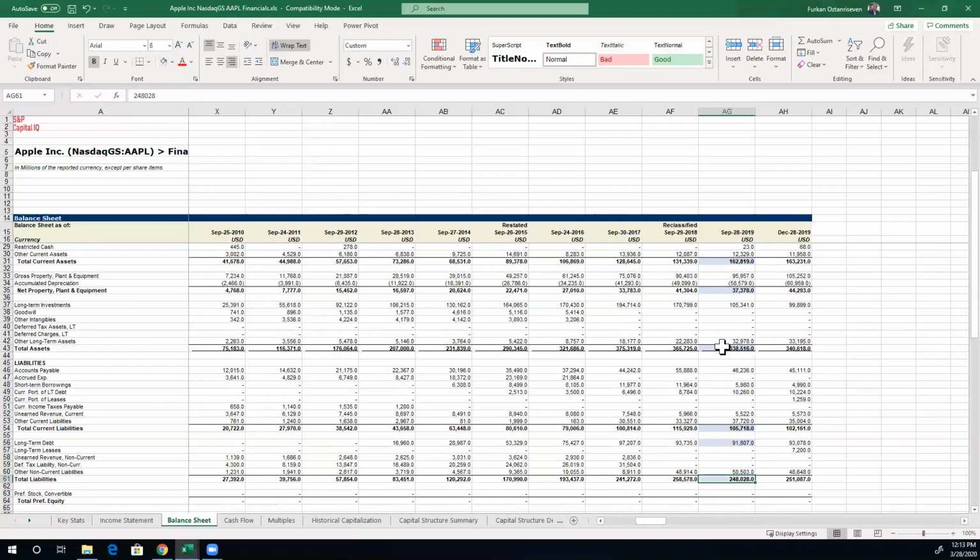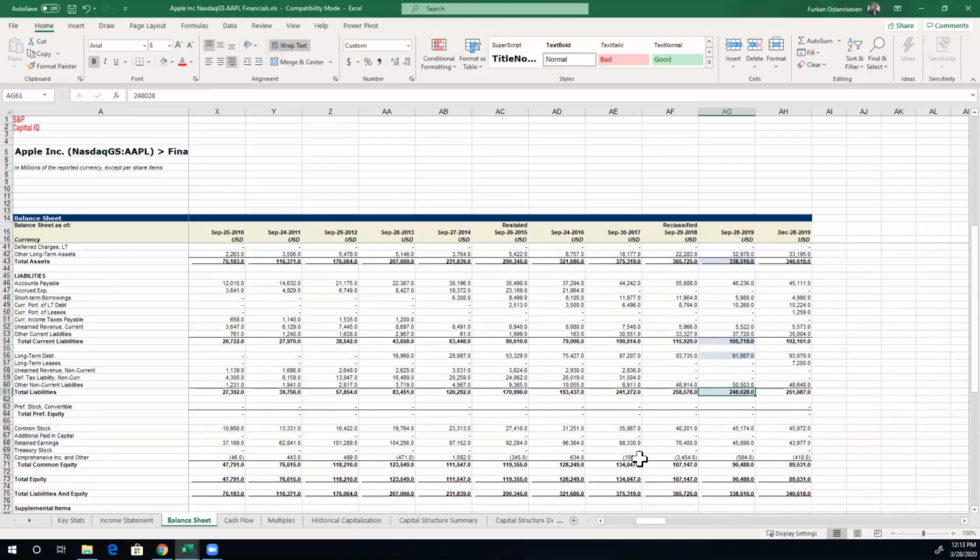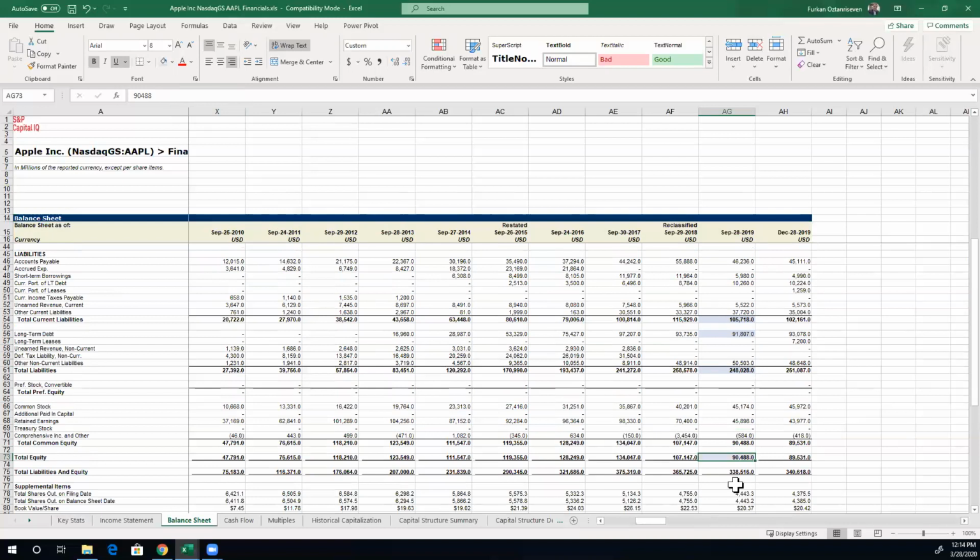So the difference between the total assets minus total liabilities will give you your equity. All right, so now if I scroll down, you can see the total equity for this company is around $90 billion. Okay, and then when you look at total liabilities plus equity, it should give you total assets, which is $338 billion.